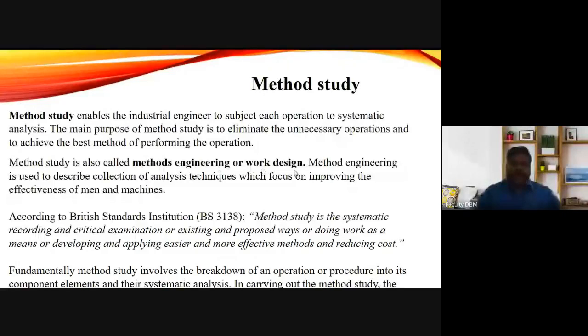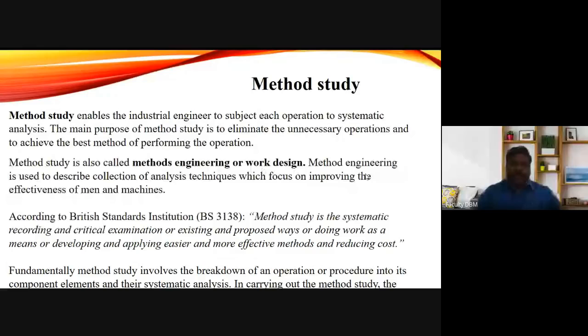Now we'll see the method study. Method study enables the industrial engineer to subject each operation to systematic analysis. The main purpose of method study is to eliminate the unnecessary operations and to reach, that we have already seen, in the performance of operation.